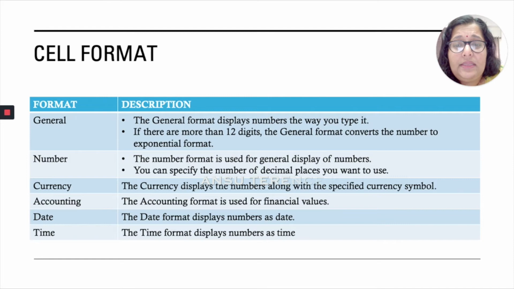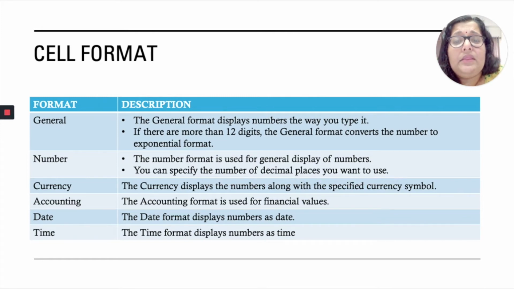Number. The number format is used for general display of numbers. The number format is basically used to display numbers. You can specify the number of decimal places you want to use. In that, you can set the number of decimal places if your number has decimal digits.